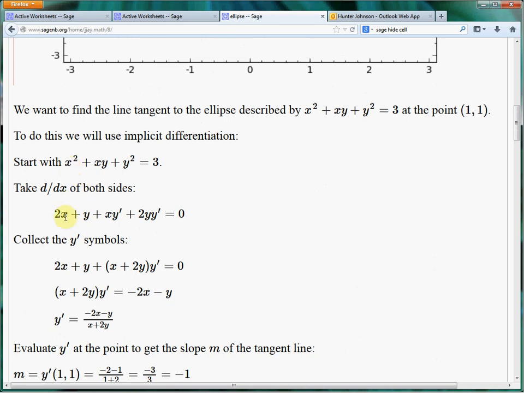So x squared becomes 2x. For x times y, you have to use the product rule. The derivative of x is 1, so you get this y here. Now the second part of the product rule: x stays the same, and you take the derivative of y with respect to x, which is y prime. And for this last part, the 2 comes down, and y prime pops out by the chain rule, and the derivative of 3 is 0.